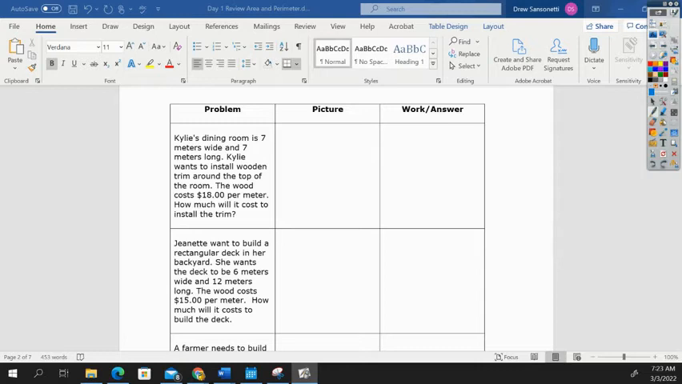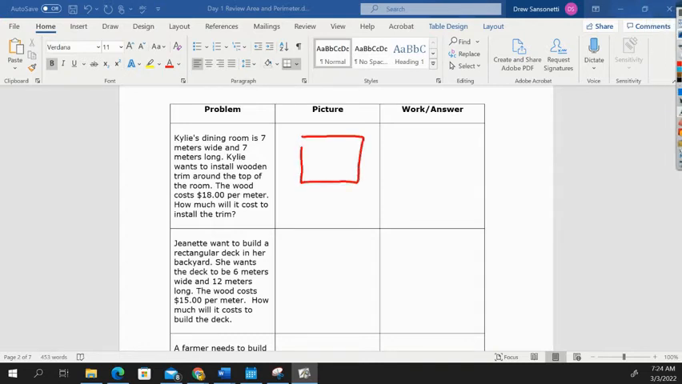So it says Kyle's dining room is 7 meters wide and 7 meters long. So if something has a length and a width, that means it's a rectangle, or in this case, a square. And remember, a square is a type of rectangle. Squares are just special rectangles where every side's the same. So here I have a 7 meter wide, 7 meter long dining room.